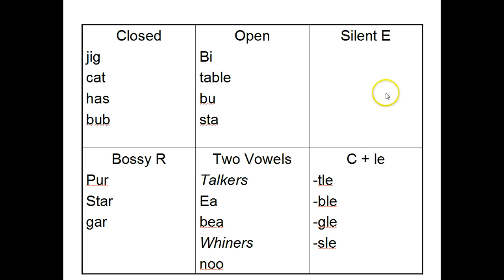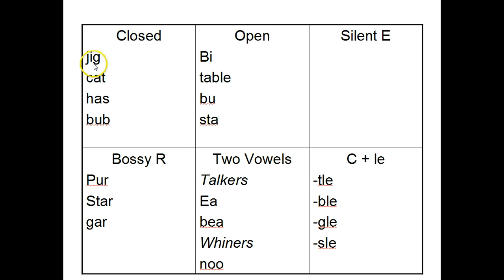You'll notice that the silent E pattern doesn't have any. I wasn't able to find any words that actually had silent E and C plus LE. But all of these other patterns do fit with this pattern. And notice that I put them each in a different spot where they belonged on the chart versus writing the entire word jiggle up here in the closed pattern.